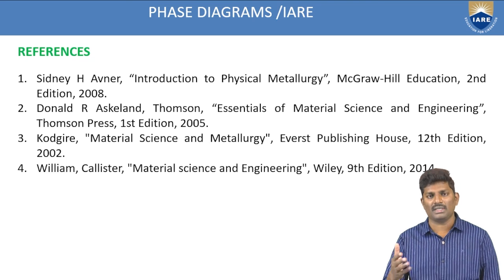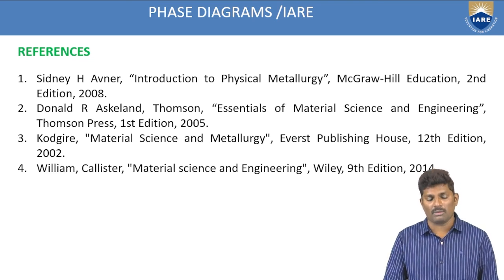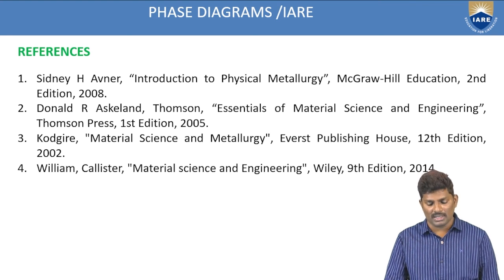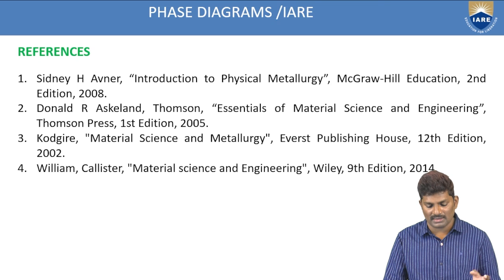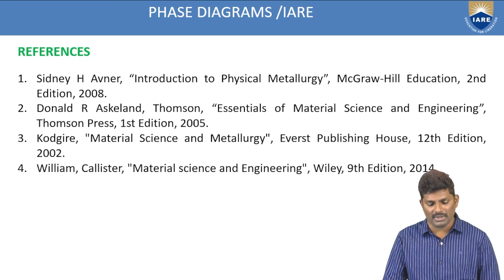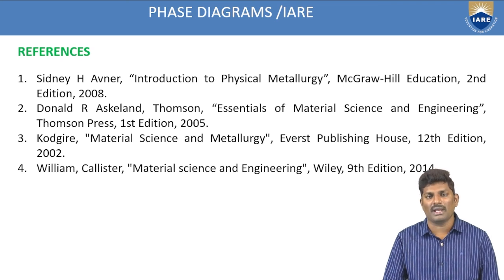If you want references for this development of microstructures in the phase diagrams with respect to isomorphous alloys, you can refer to these books: Introduction to Physical Metallurgy, Essentials of Materials Science and Engineering, Material Science and Metallurgy, and the last one is Material Science and Engineering. These are some of the references where you can get information about the interpretation of these phase diagrams and the development of phase diagrams with respect to equilibrium and non-equilibrium conditions.